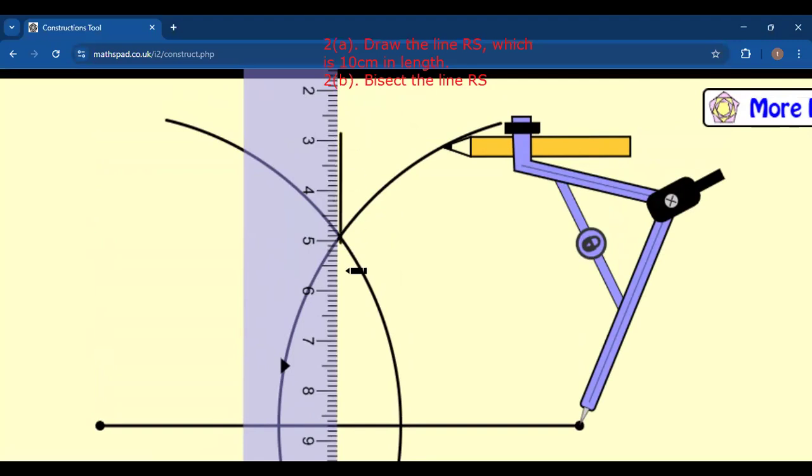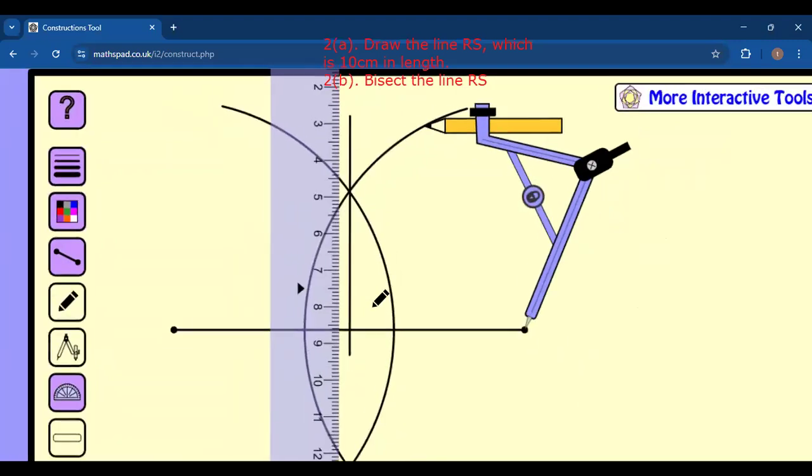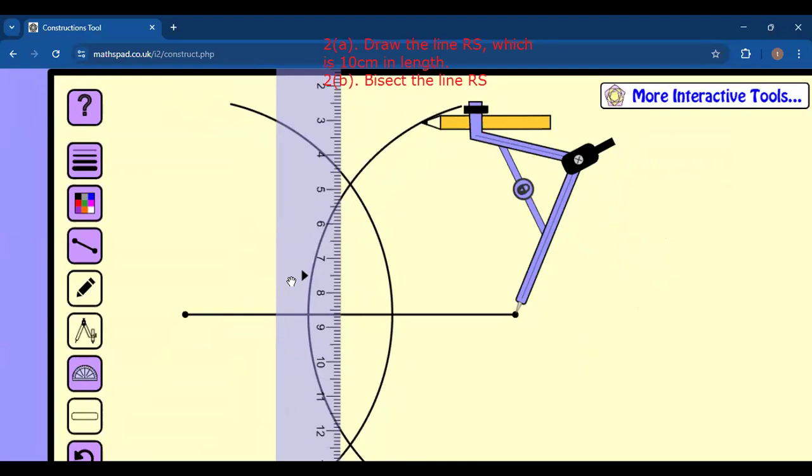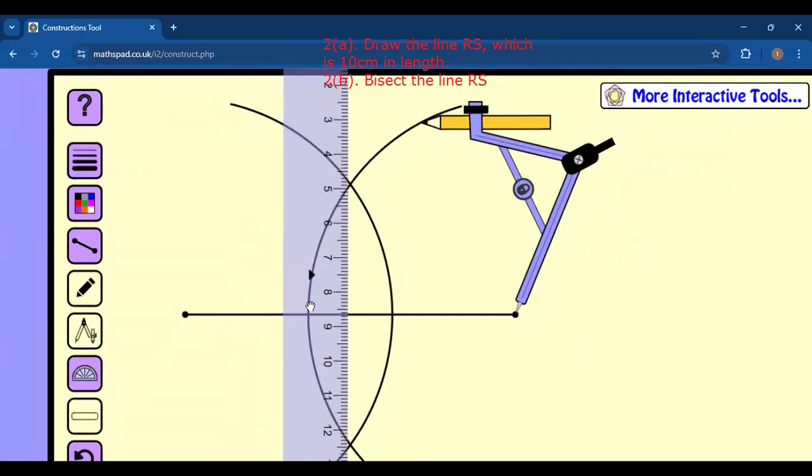All right, now we draw the line. Does it work? Could be better. Let me do it again. Let's go ahead.